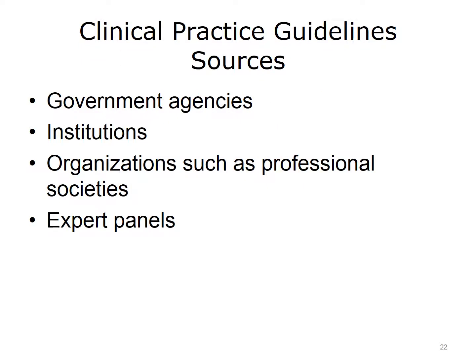As the previous slide noted, there are a number of places where clinical practice guidelines can be located. For example, government agencies, institutions, professional societies, or expert panels may generate them. Clinical practice guidelines can provide a foundation for assessing and evaluating the quality and effectiveness of healthcare in terms of measuring improved health, reduction of variation in services or procedures performed, and reduction of variation in outcomes of healthcare delivered.